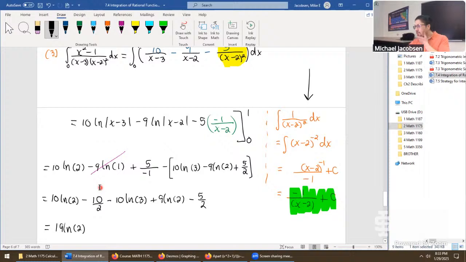I think I have a sign error here for some reason. We had a -10/2 here. Let me take a look at that. I don't know why, but this looks a little odd to me. Anyone see anything funny with those signs?